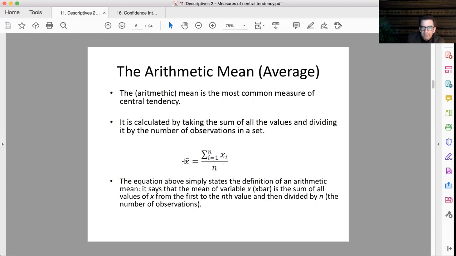And this is the notation for that. The average of the variable x, we usually put a bar over it. X bar is usually the mean of x in statistics notation. It equals the sum of all the values of x, from the first one, when i equals 1, to the last one, when i equals n, divided by n, where n is the number of observations.